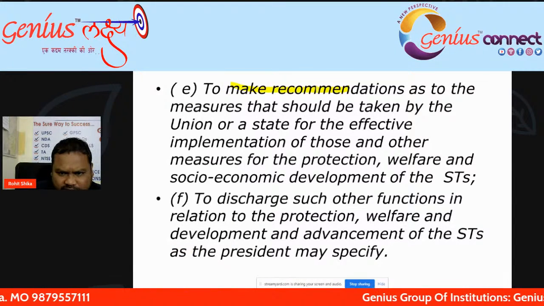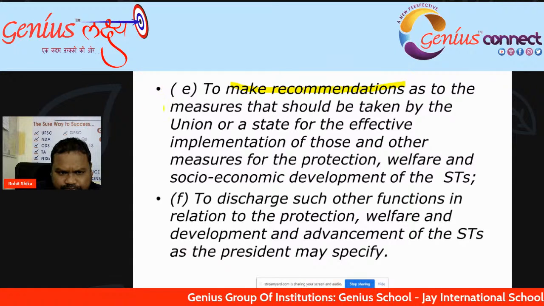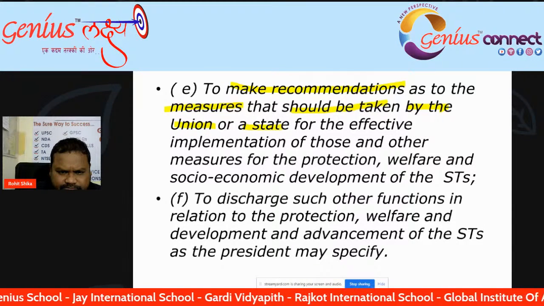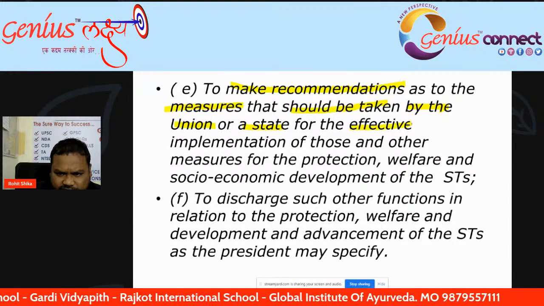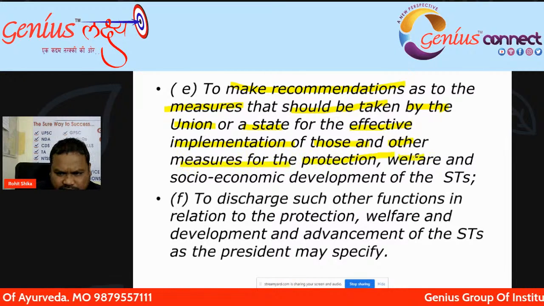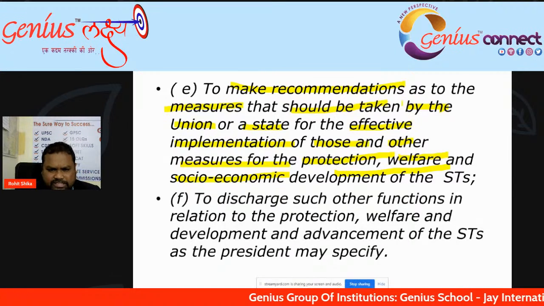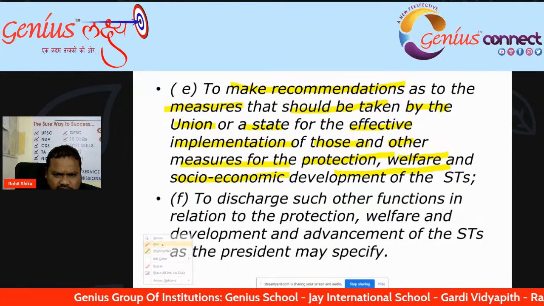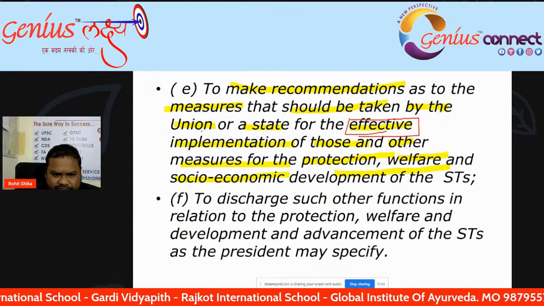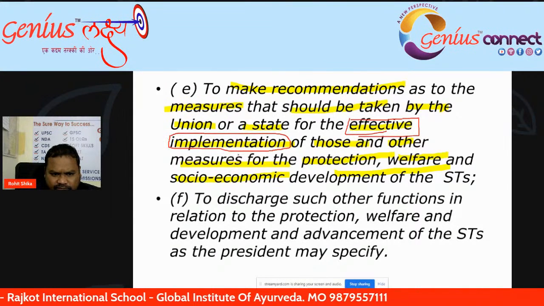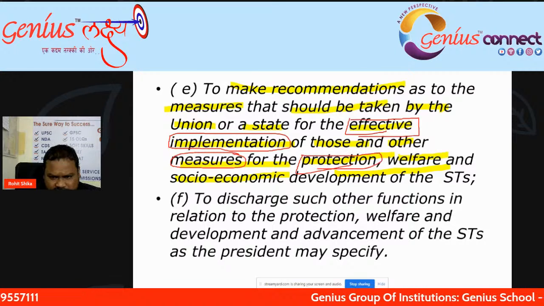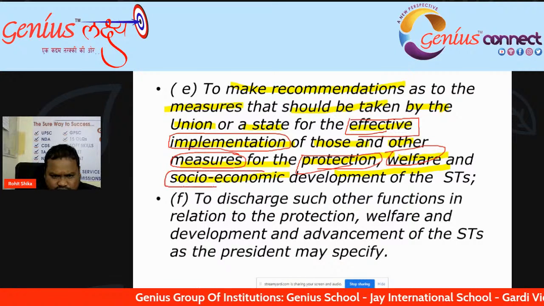Also, the commission is there to make recommendations on measures that should be taken by the Union and the state for the effective implementation of those measures on protection, welfare, socio-economic development of STs. In a nutshell, the commission is there for efficient and effective implementation of measures. The commission is there for the protection of STs, for the welfare of STs, for the socio-economic development of STs.